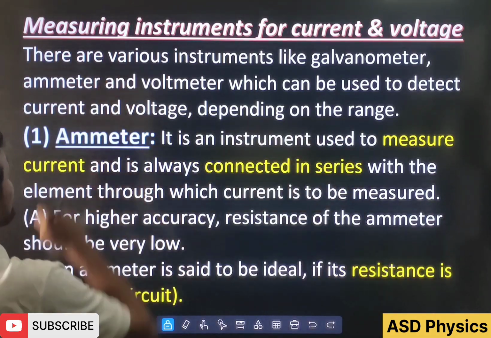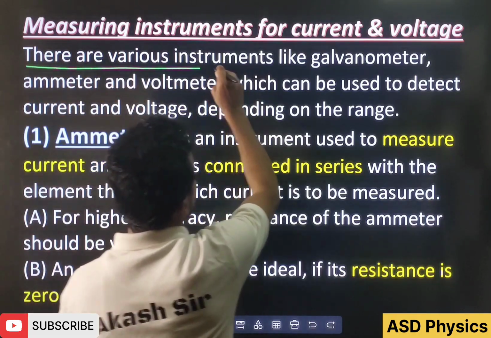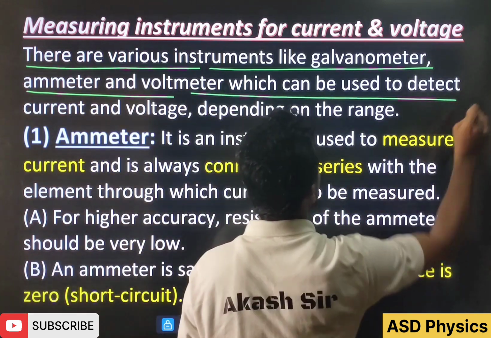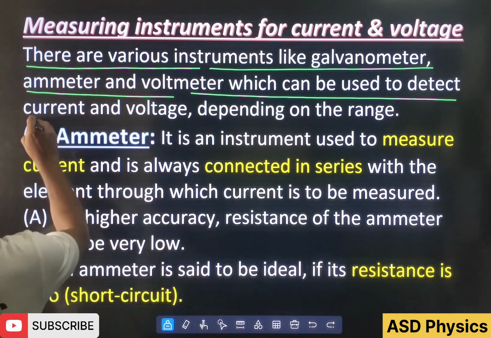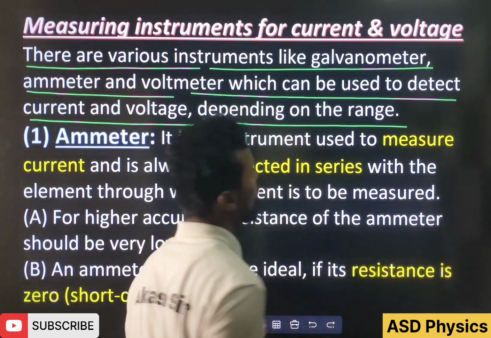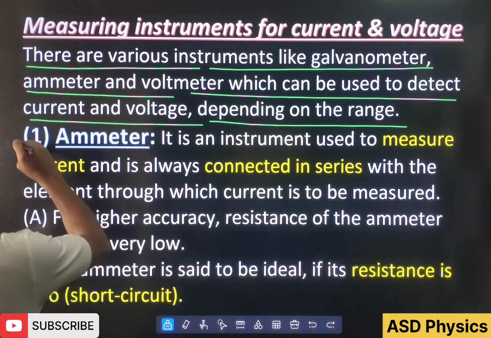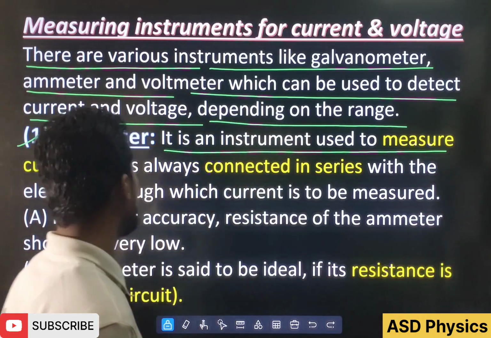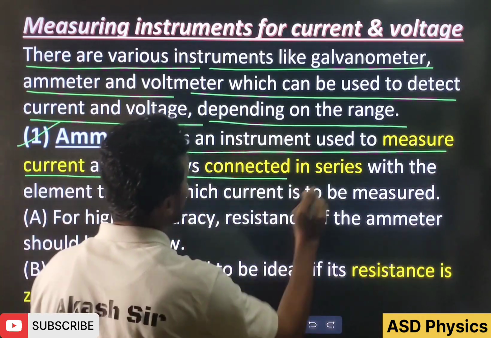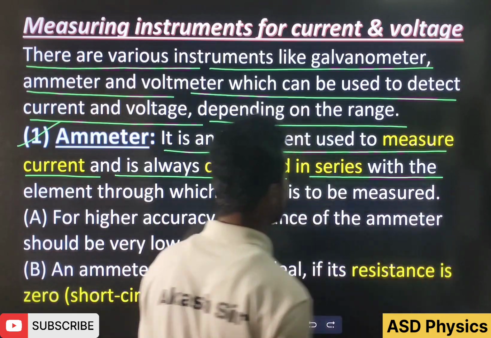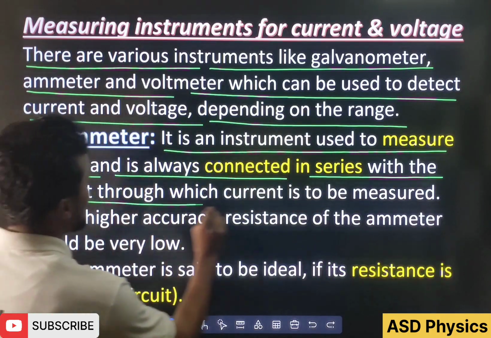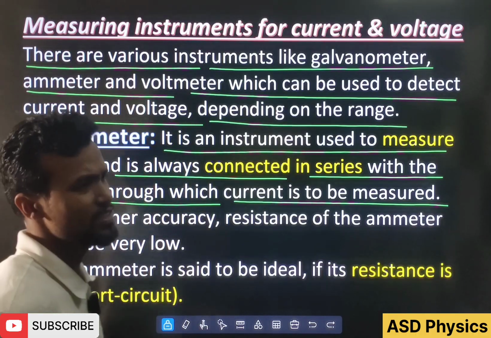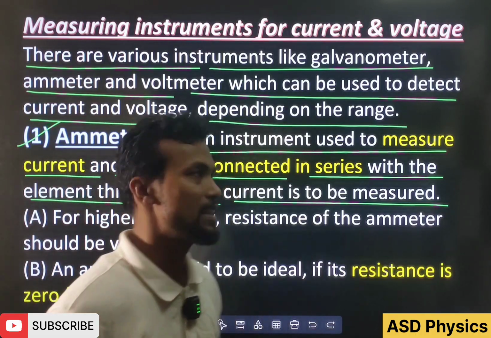Here you can see there are various instruments like galvanometer, ammeter and voltmeter, which can be used to detect current and voltage depending on the range, as I have told you. Now let's see the ammeter. It is an instrument used to measure current and is always connected in series with the element through which current is to be measured. This element may be a resistor, capacitor, inductor, any cell and so on.